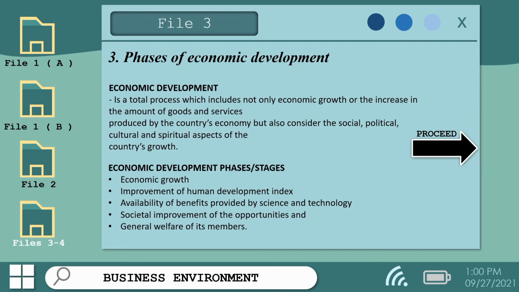After the economic development, let's now go on to economic phases or stages. The first is economic growth. So, economic growth refers to an increase in the productive capacity of an economy, as a result of which the economy is capable of producing additional quantities of goods and services.